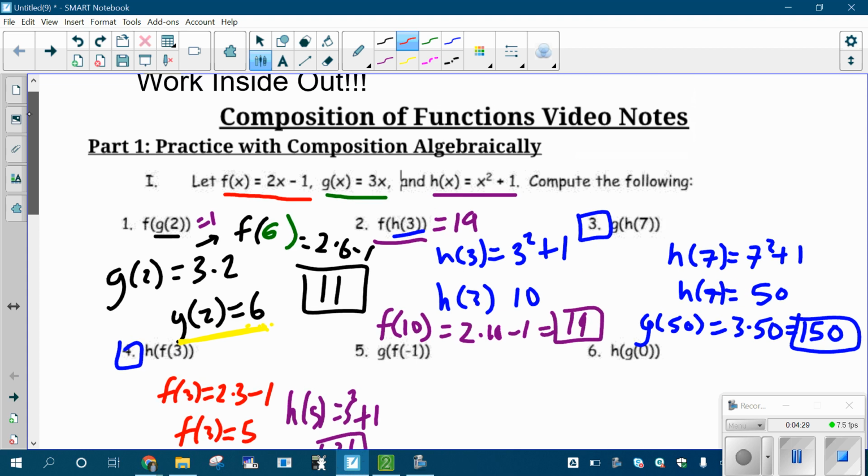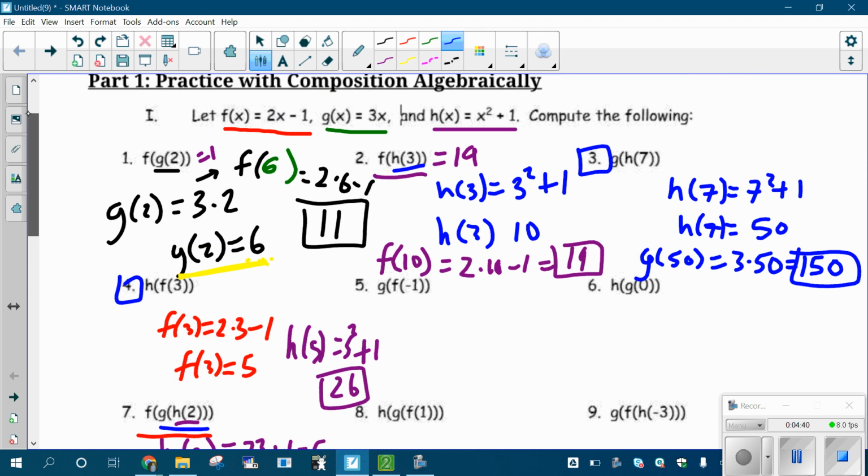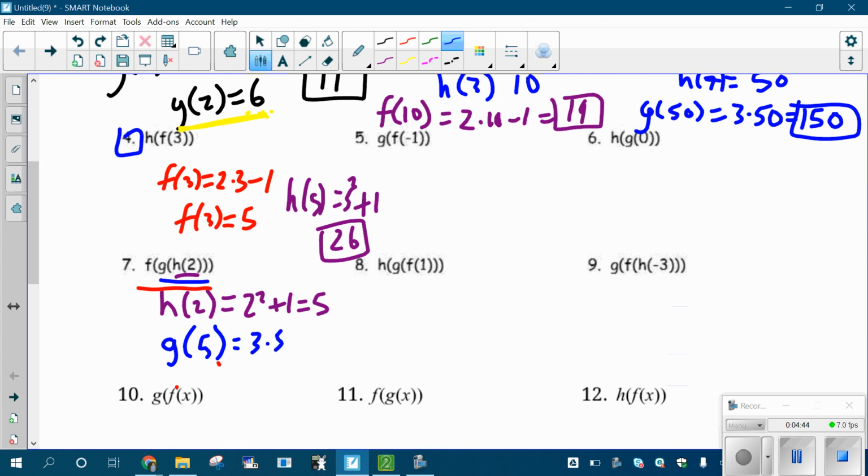Oh, I made a mistake. Wait, everybody go back. Even Mr. Covey makes mistakes. When I did G of 5, I grabbed the wrong function. Gotta pay attention, Mr. Covey. You gotta get on your game. G of 5 is 3 times 5, which is 15. That was a close one.